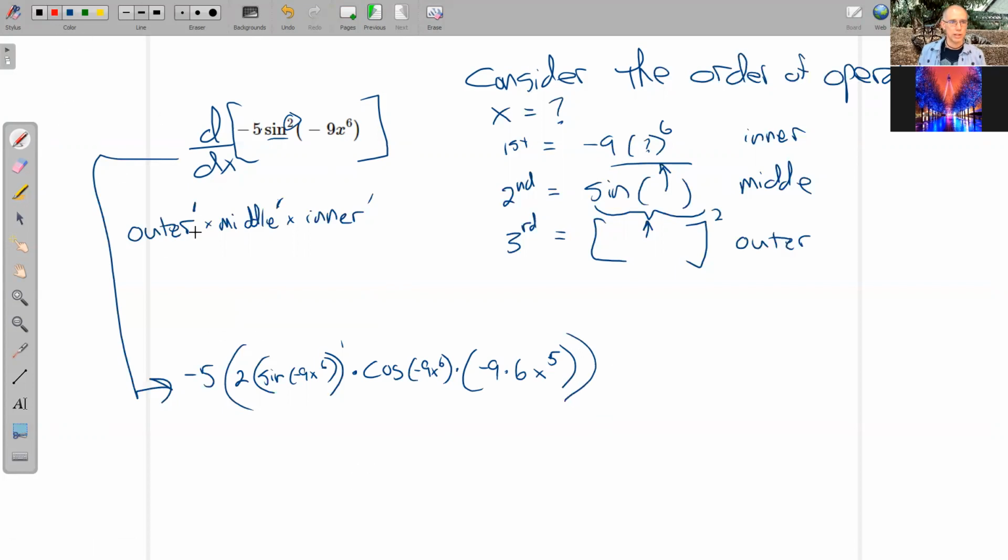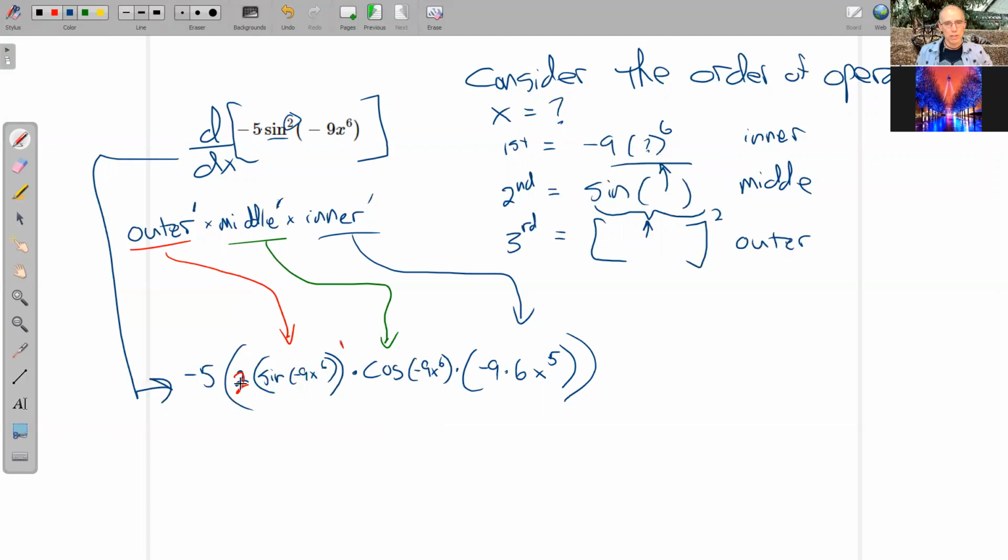So again, outer derivative is here, right? The 2 base to the power 1. Middle derivative, that was the derivative of the sine, that's right there. And then the inner is right there. And then I clean this mess up.